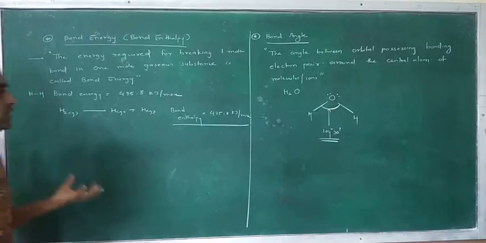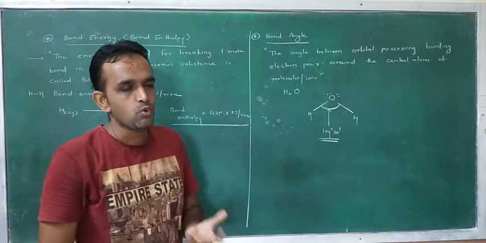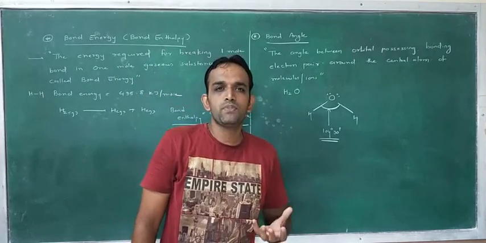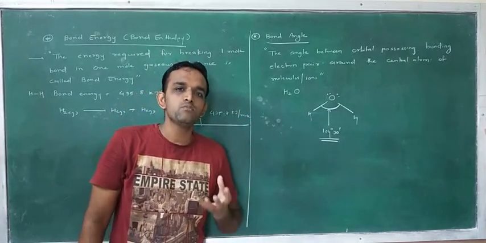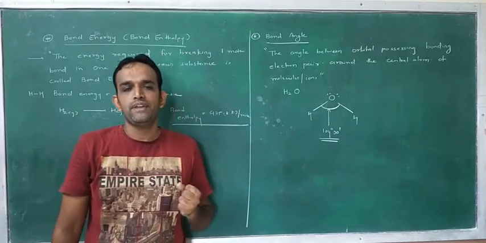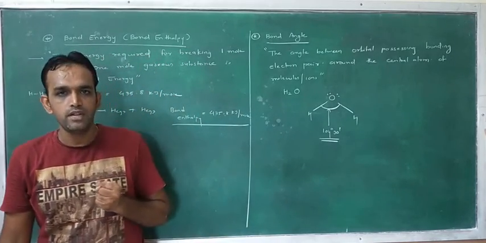If the molecule or ion is more stable, then the bond enthalpy will be very high. Why? Because if the stability is more, then you require more energy to break that particular bond, right?